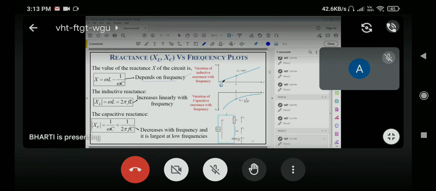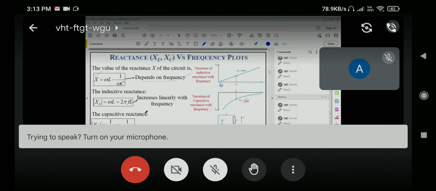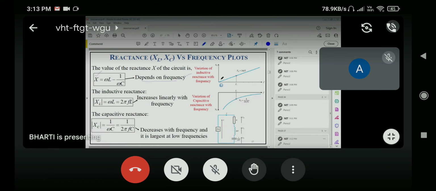That means the variation of XL and XC, because that value is X, which is the reactance. Now we want to see how this reactance is related in terms of inductive reactance and capacitive reactance. The inductive reactance XL, as all of us know, is equal to 2 pi F L. That means these two are directly related to each other. Are they or not?